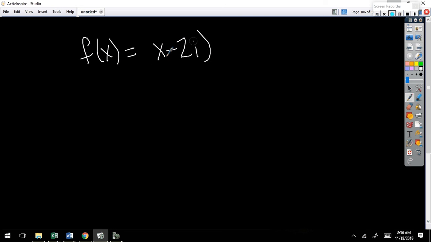X minus 2i, X plus 2i. How many zeros? 2. How many real zeros? None. Both zeros are going to be imaginary, right? What would this look like in standard form?